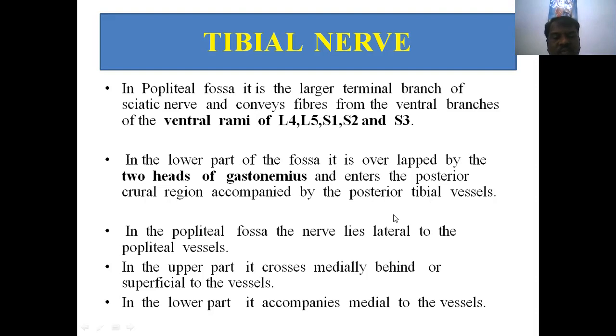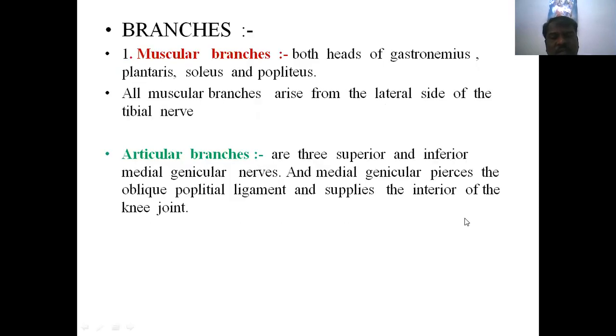Then it enters and crosses the biceps femoris muscle and the greater trochanter. Then it enters the thigh region, just between the hamstring muscles. Next, it enters the popliteal fossa. In the popliteal fossa, this tibial nerve now gives branches like articular branches and muscular branches.